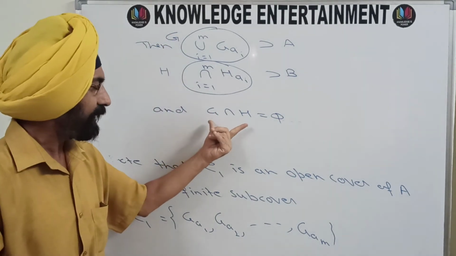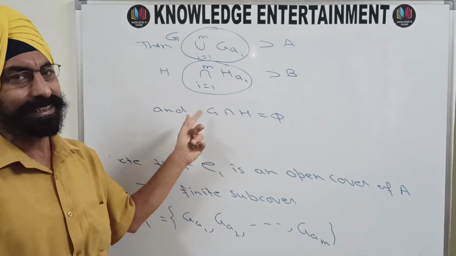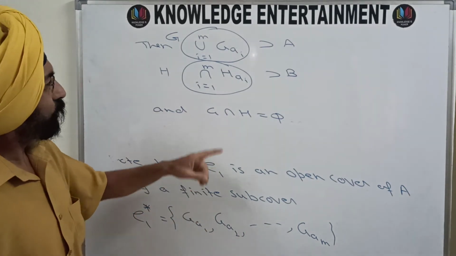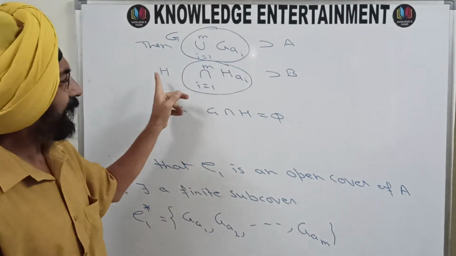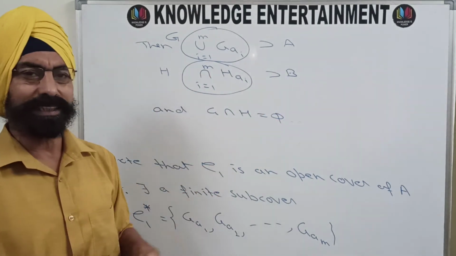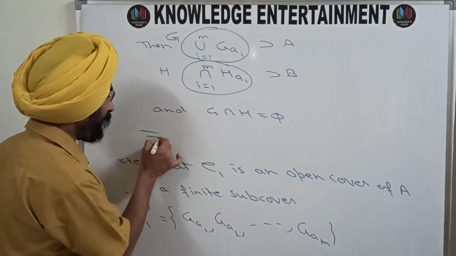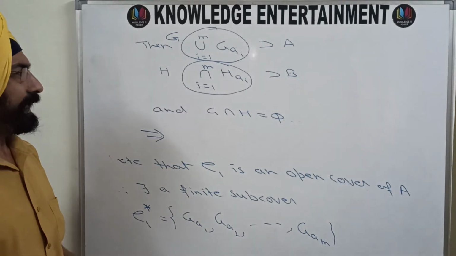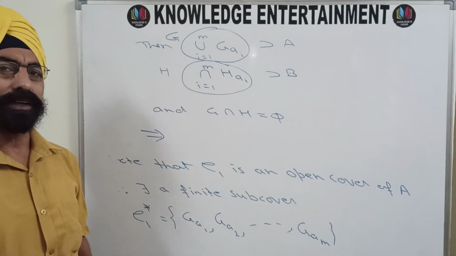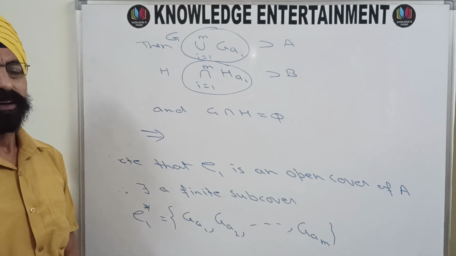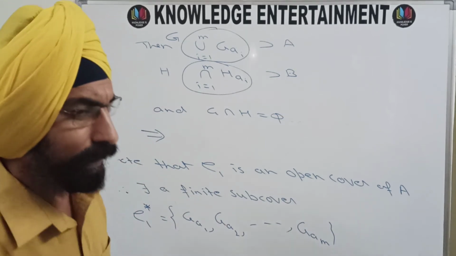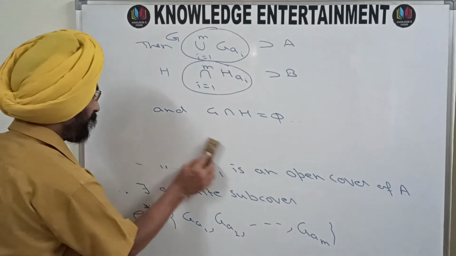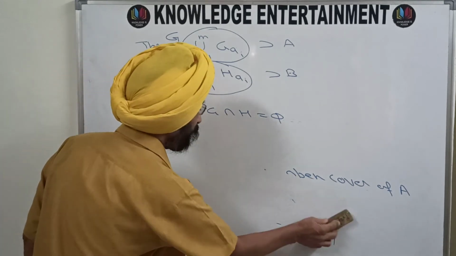So there exists a pair of disjoint open sets G and H such that G is containing A, H is containing B, and their intersection is phi, and this implies that your sets A and B are separated by a pair of disjoint open sets. For the converse part, it will take just 2 minutes. The converse part is very easy.